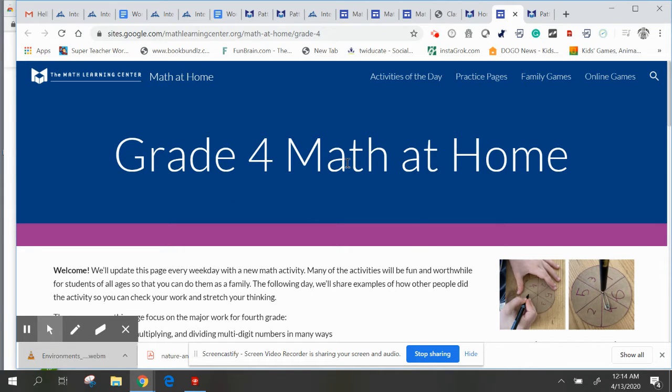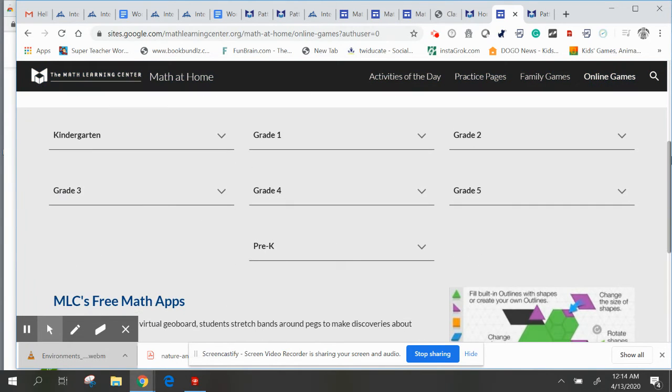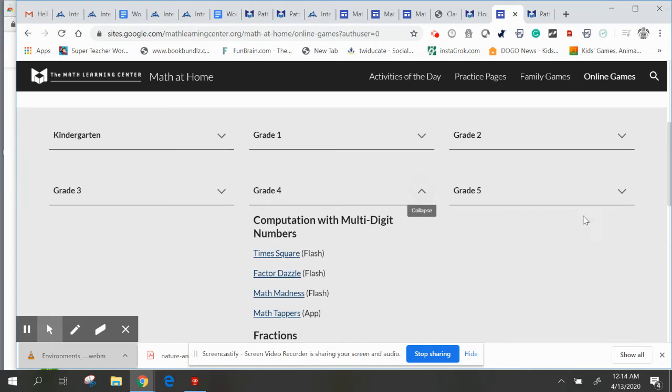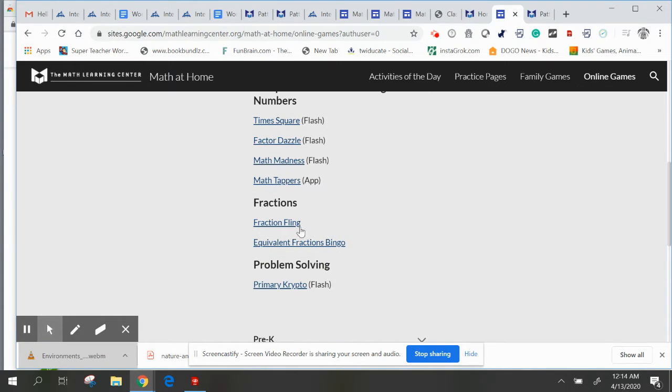So this is grade 4, and you can go to the activities of the day, practice pages, family games, online games. So for today, I want to show you online games. If I went to grade 4 online games, I will show you the ones that go with Unit 6: Fraction Fling and Equivalent Fraction Bingo. Some of these are hard if you don't have Adobe Flash, but for these two, I know for sure you can get right in there.